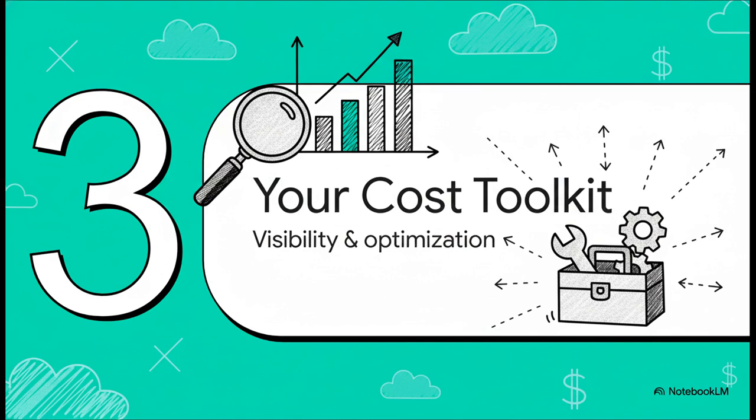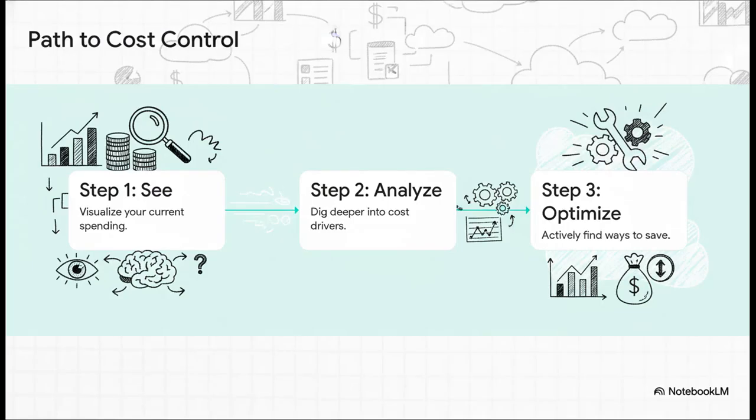Okay, theory's over. We've got the foundation down. Now let's get into the fun part, the actual tools you can use to see what's going on and start saving some money. I like to think of this as a three-step journey. First, you just have to see where the money's going. Then, you dig in and analyze the patterns. And finally, you take active steps to optimize. So let's look at the tools for each step.